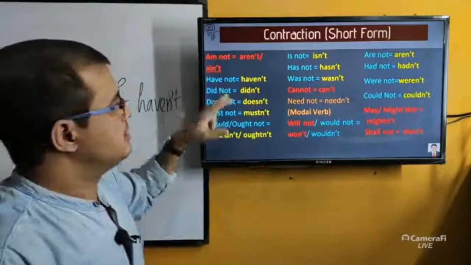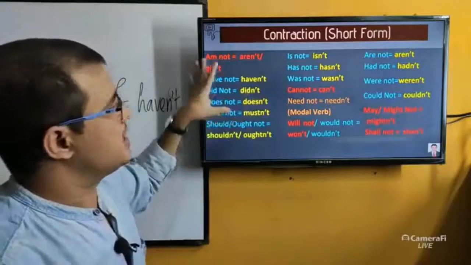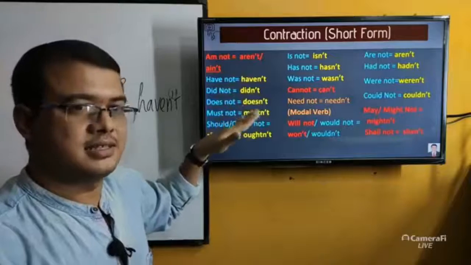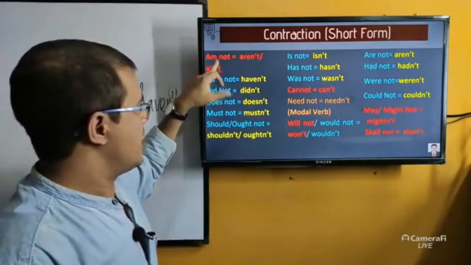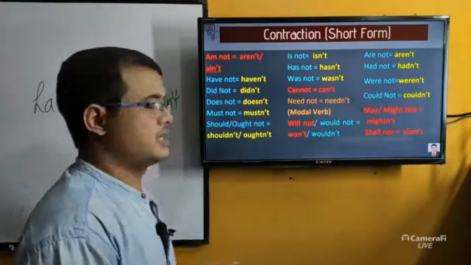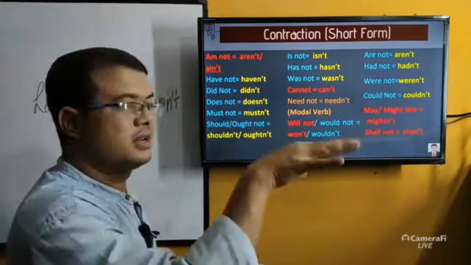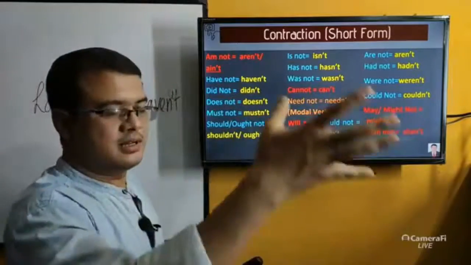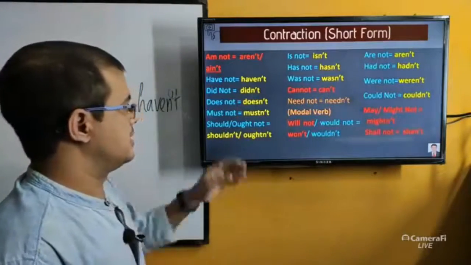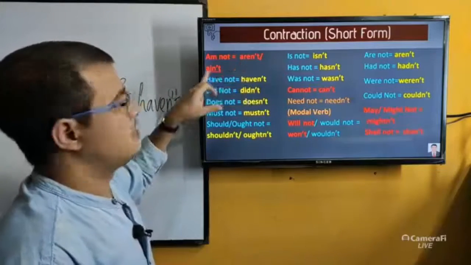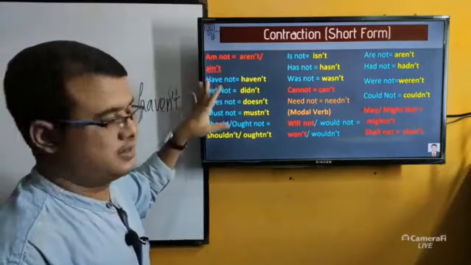But there are some verbs that I have made it right. So this one is amn't, because most of the students make mistakes. Most of the students in our local area, those who are advanced, they don't, but in our local area they may make mistakes, and that is why I have just made it right. Am not, it should be aren't or ain't. You can use either of these.